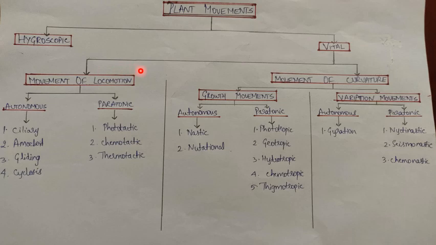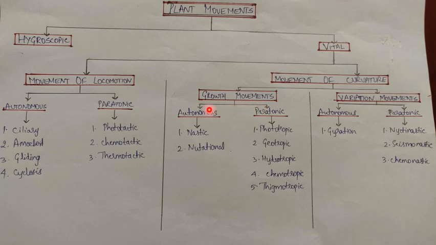Next, coming to the movements of curvature. Here the plant body does not move at all. There is no locomotion as such. This is again of two types: growth movements or variation movements. Coming to the first one, growth movements. Due to growth, there is some kind of curvature. The plant body grows and there is curvature seen. These growth movements are also of two types, autonomous and paratonic.